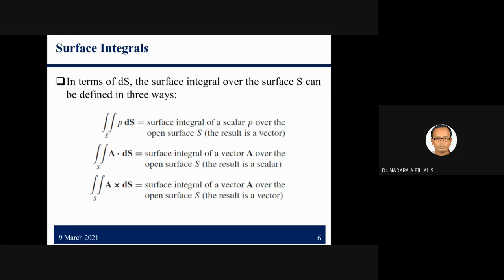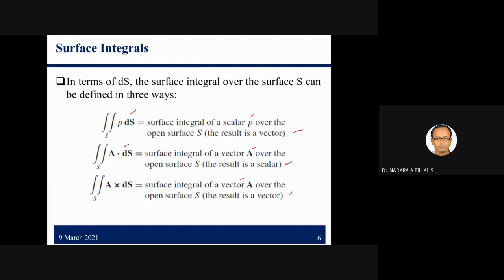The surface integral can be written in these forms. The double integral over the surface S of P ds, where P is a scalar, and the result is a vector. Then the double integral of A dot ds, where A is a vector, A_x i plus A_y j plus A_z k, and the result is a scalar. And again the double integral over S of A cross ds, the surface integral of a vector A over the open surface S, where the resultant is a vector.